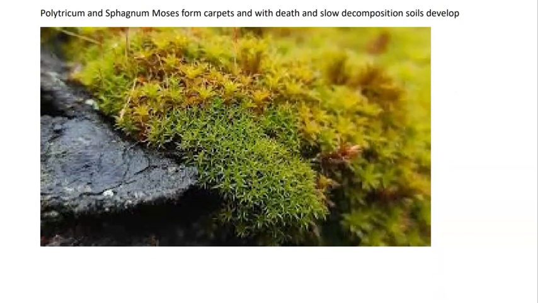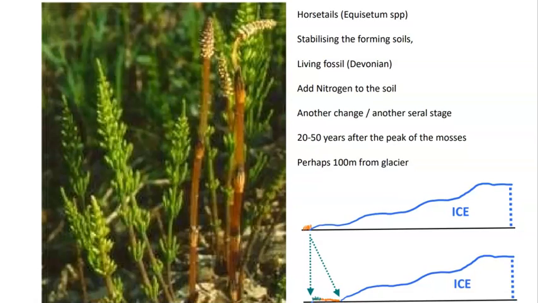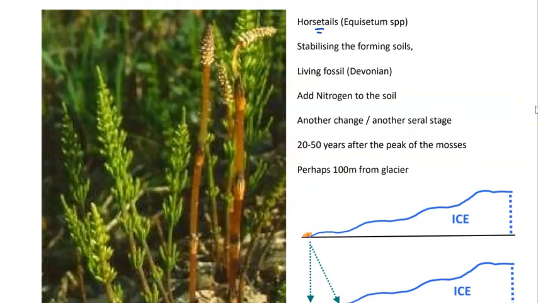These mosses form carpets across the rocks, and they too will develop into large populations of bryophytes and mosses, but they will die, and their slow decomposition will bring about the development of an even richer soil. That richer soil favors species such as horsetails, so they will be able to grow there and replace the mosses. So again, we now have our environmental change.